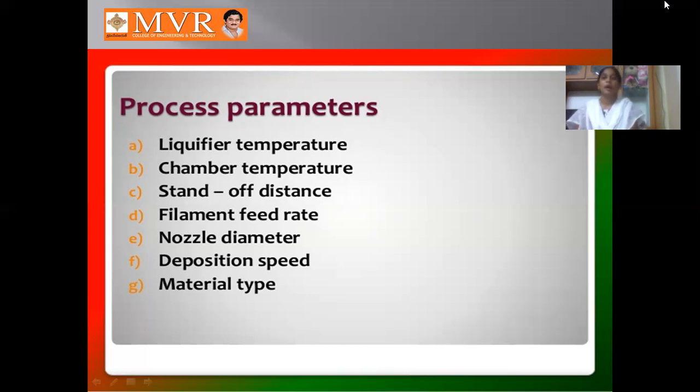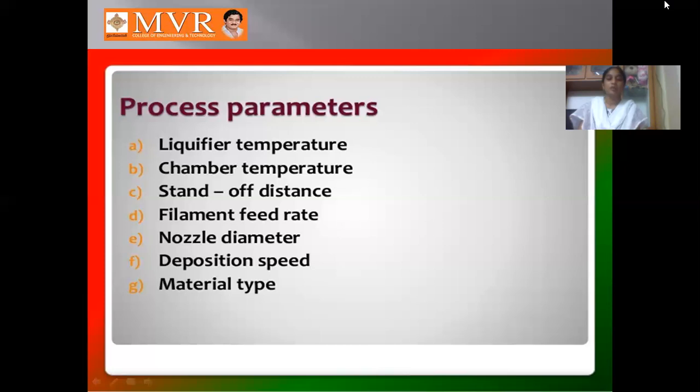Okay, next one, nozzle diameter. After giving the support, we are taking the fixed nozzles, moving nozzles. From these nozzles only we can identify how much diameter will be obtained for the product. Like that only, the nozzle diameters can be easily changed.